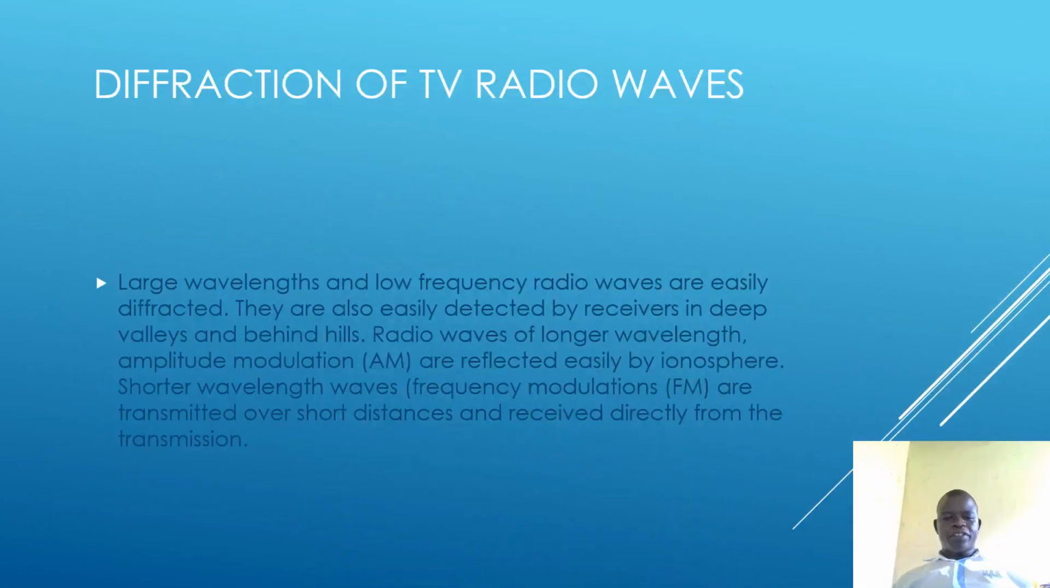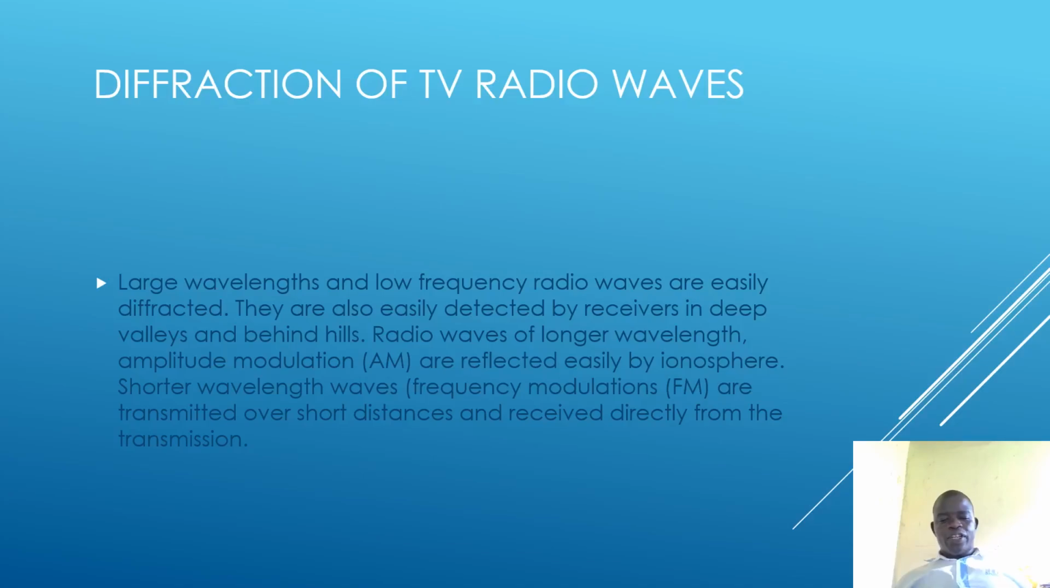Now, the diffraction of TV and radio waves. Large wavelength, low frequency radio waves are easily diffracted. They are also easily detected by receivers in deep valleys and behind hills because they are capable of going round corners.